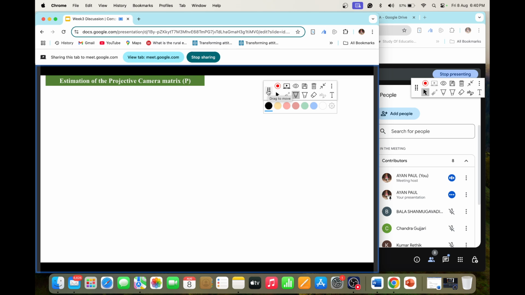Again I am repeating: the projection matrix means we have 12 elements, one element is a scale factor, so let's ignore it. So we have 11 elements or 11 degrees of freedom. To solve 11 degrees of freedom, how many points do we require? If one point gives us two equations, then 6 points will give us 12 equations. By that we can solve the projective matrix.